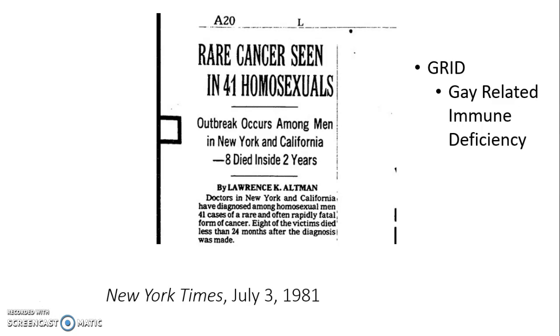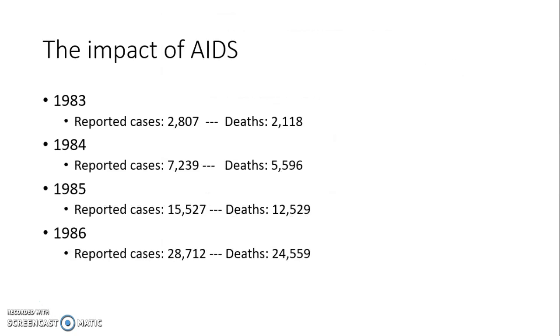Reagan finally mentions AIDS publicly in a major speech in 1987, but by that point, there had already been over 40,500 deaths. That's 40,849 deaths to be exact.